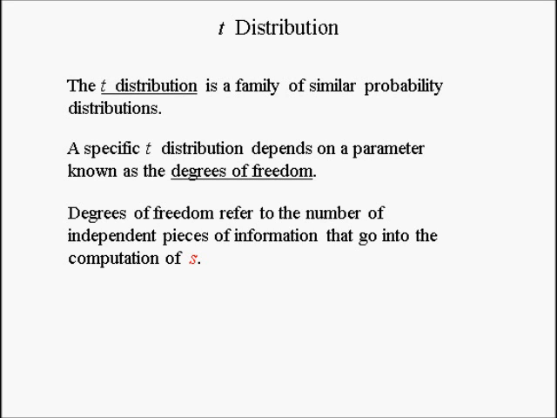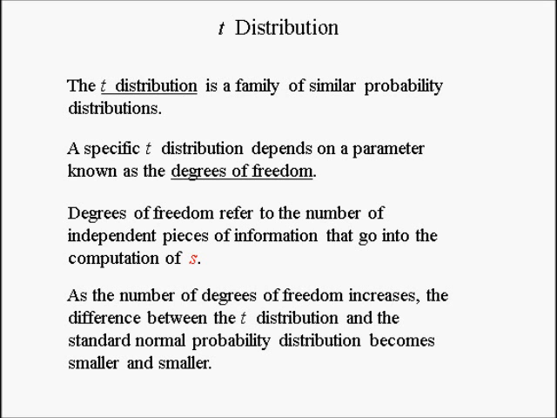Recall from chapter 3 that the sample standard deviation, S, is computed using an estimate of the population mean known as the sample mean. If the population mean was known and used to compute the standard deviation, we would divide the sum of squared deviations by n, and the degrees of freedom would be n. However, since S is computed with the sample mean x bar instead of the population mean mu, we divide the sum of squared deviations by n minus 1. So the degrees of freedom are n minus 1. As the degrees of freedom increase, because larger and larger samples are being used, the difference between the t distribution and the standard normal distribution becomes smaller and smaller.